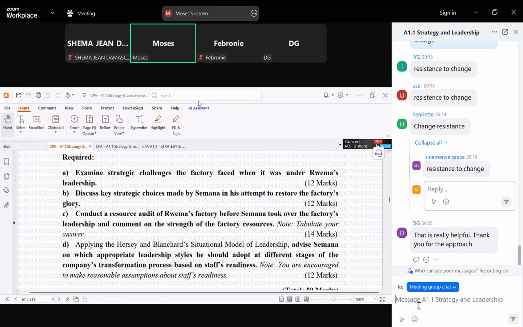Oh, okay. Are we supposed to give the pros and cons? Are we supposed to give the two sides?